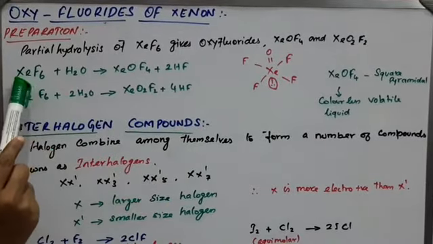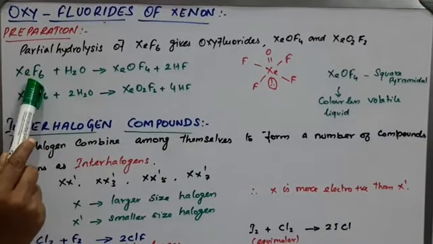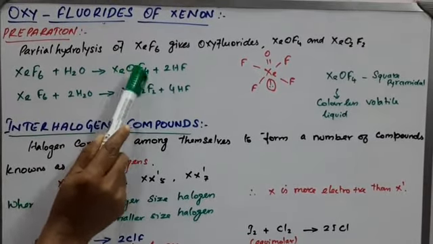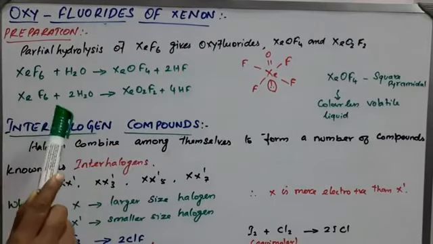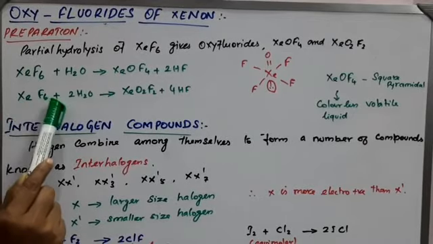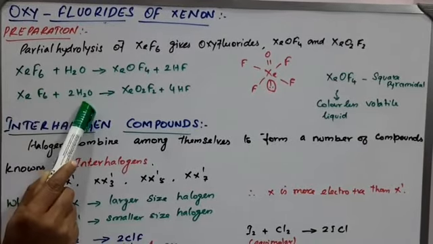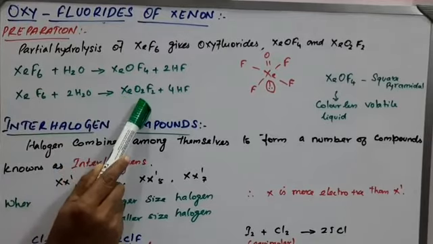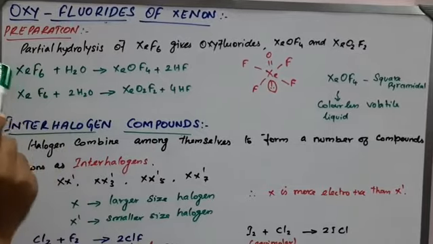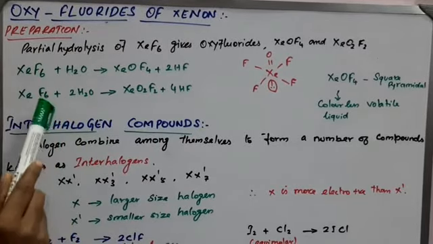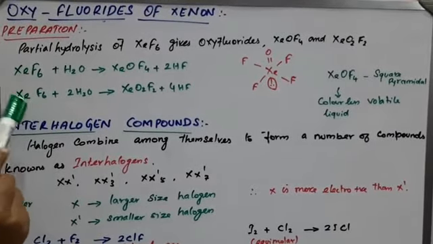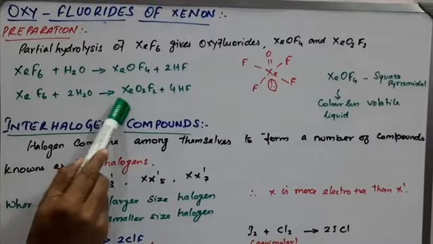Okay, so here XeF6, xenon hexafluoride reacts with water to produce xenon oxytetrafluoride plus hydrofluoric acid. Okay, and the same xenon hexafluoride reacts with 2 moles of water to produce xenon dioxydifluoride plus hydrofluoric acid. Okay, so the following types of balancing equations, usually this type of question will be given and you are asked to write the balanced equation.